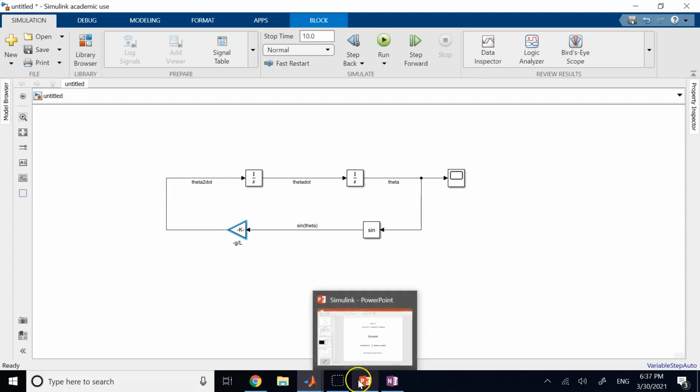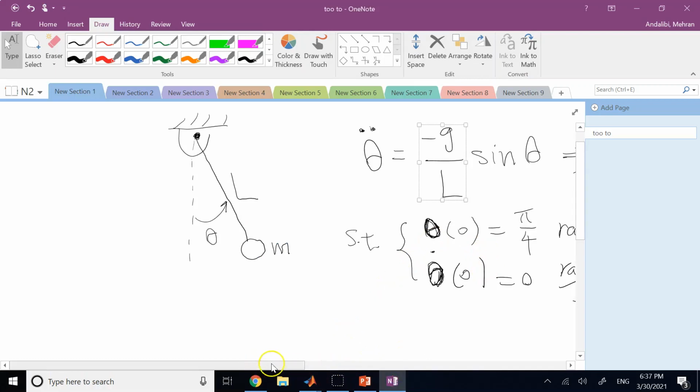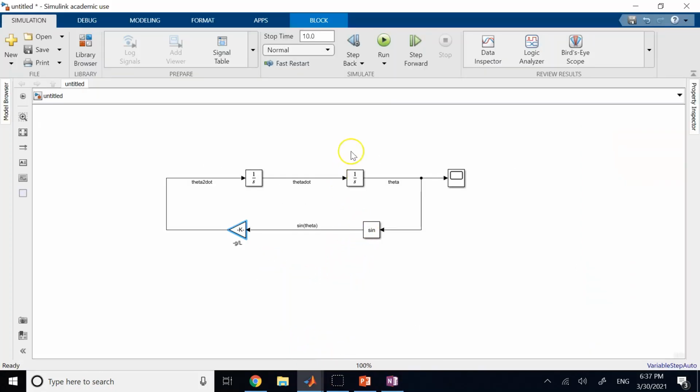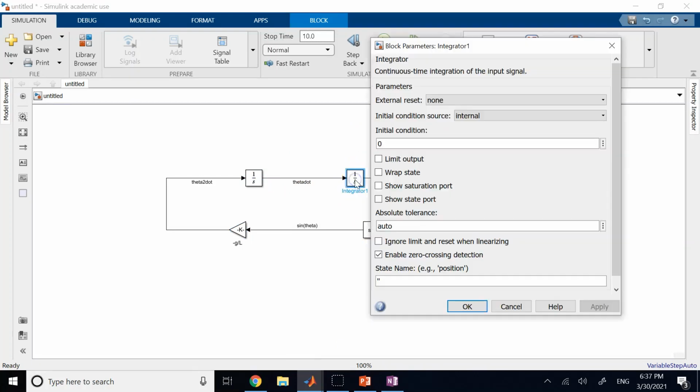Except for what? For initial conditions. I need to plug in these two initial conditions. Theta dot at 0 is 0, theta is pi over 4. So the initial conditions go to the integrator blocks. If you see this guy, the output of it is theta. So if you double click here, when it asks for initial condition, this is initial condition for theta, and it was what? Pi over 4.